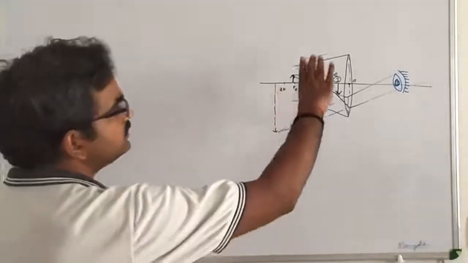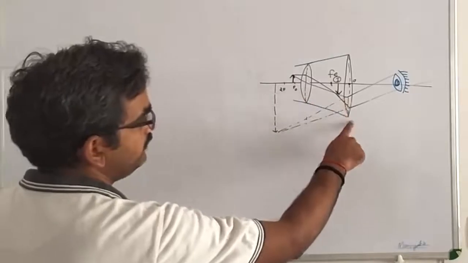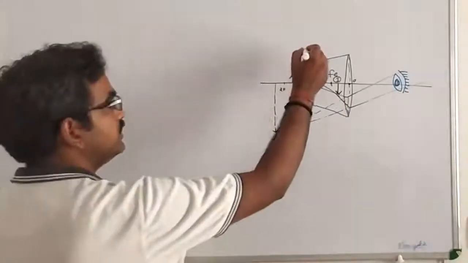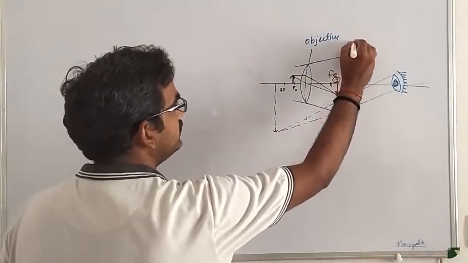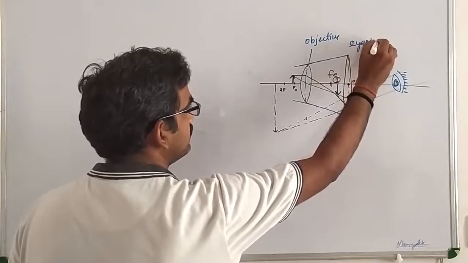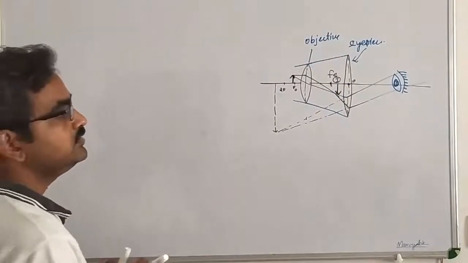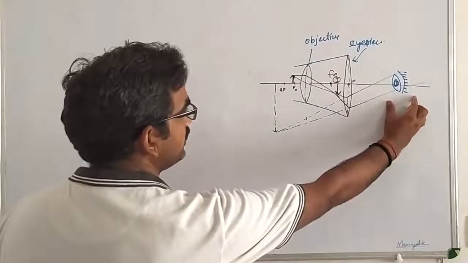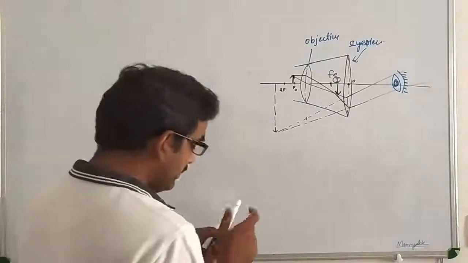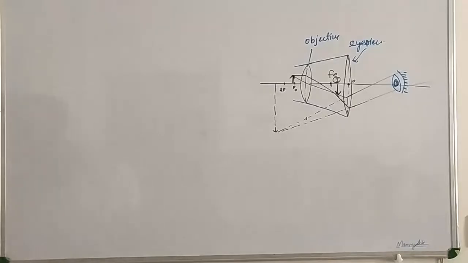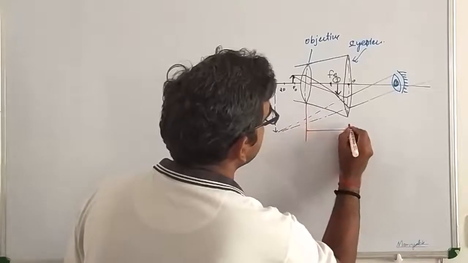Now the concept remained the same. The objective is here and the eyepiece is here. So this lens is the objective and this is the eyepiece. This is from where our viewers can view and this is where we can place our object. But remember, we cannot change the distance. This distance we cannot change.